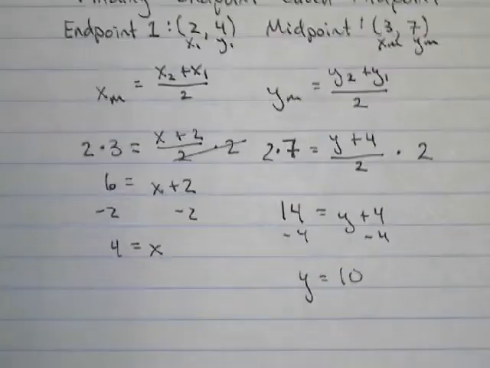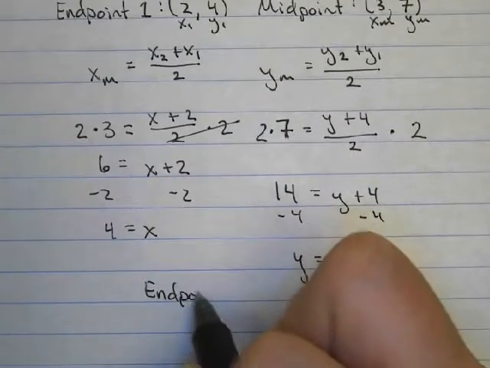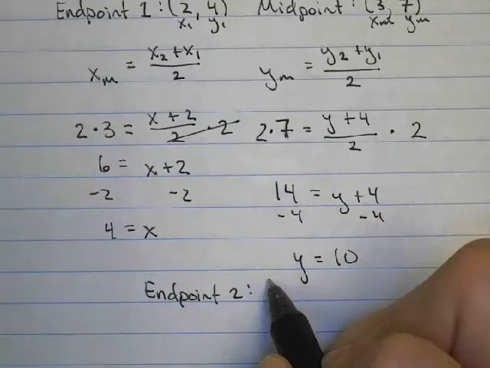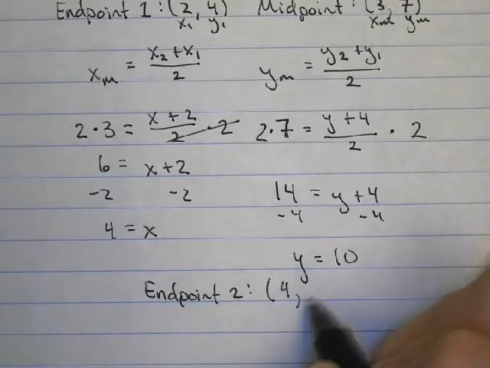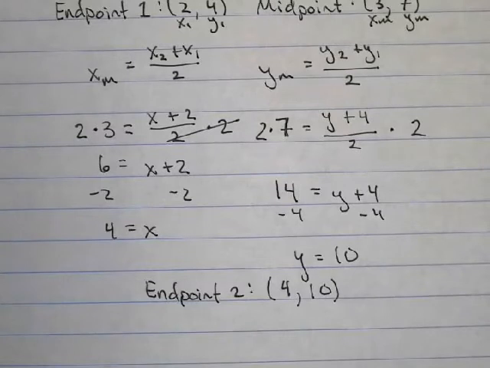So my second endpoint, x2, y2, will be 4, 10. And we want to make sure that we do write this as an endpoint.